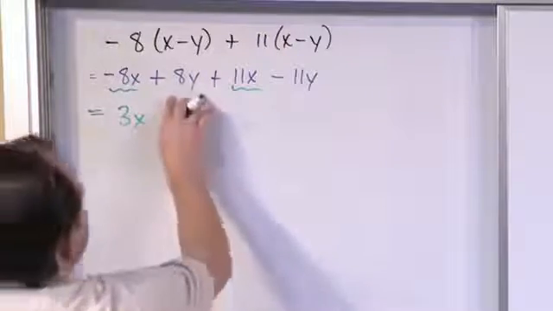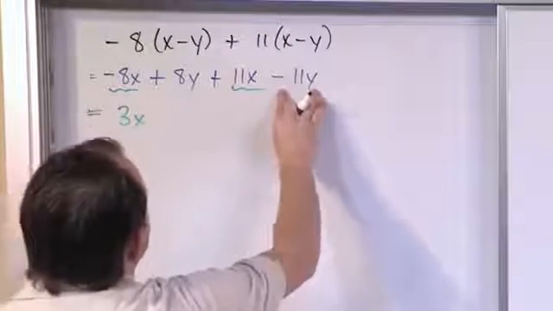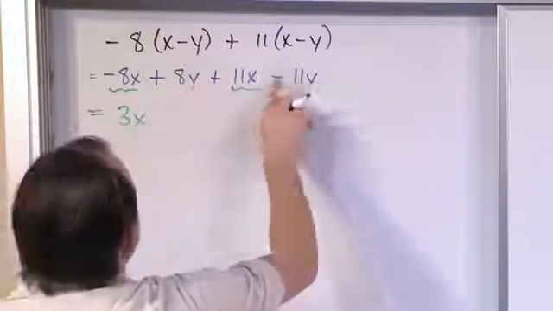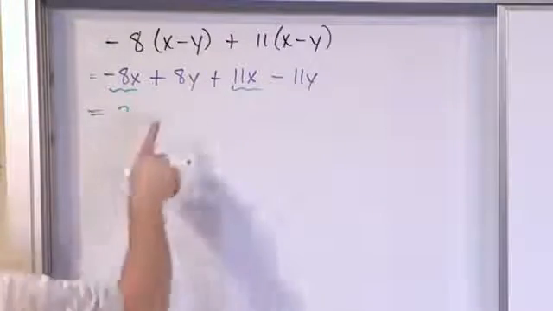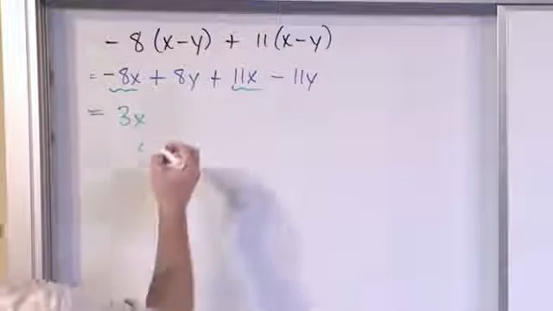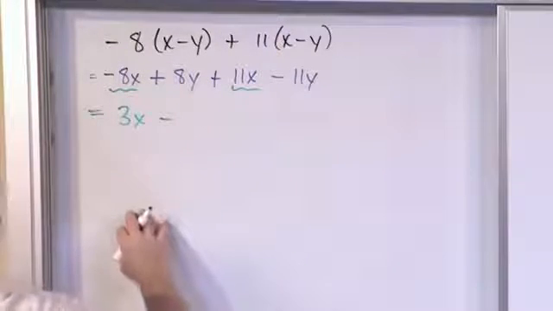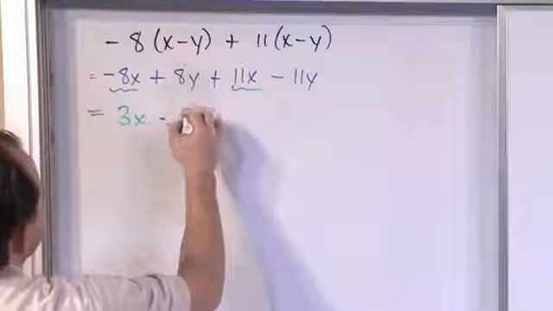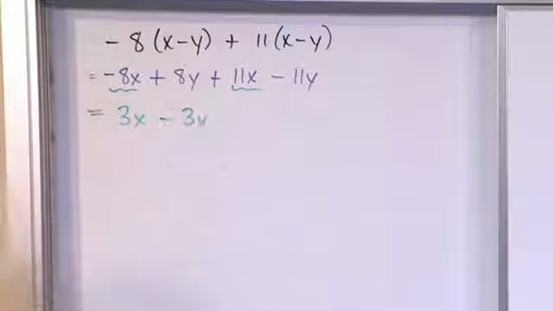Now the only two terms left is this y term and this y term. These are like terms because I have y matching with y, so I can add these together. What is 8 minus 11? I think you'd agree, if we talked about it enough and done enough of these problems before, that 8 minus 11 is going to give you negative 3y. So that's why I have a negative there.